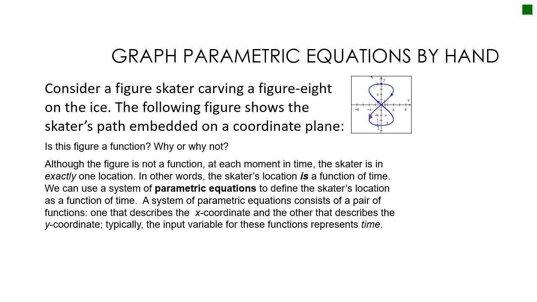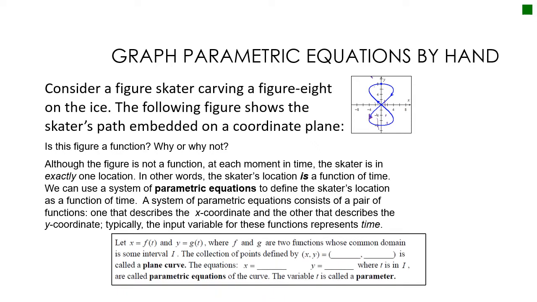A system of parametric equations consists of a pair of functions, one that describes the x-coordinate and the other that describes the y-coordinate. Typically the input value of these functions represents time. So if we let the x value be a function f and the y value be a function g, where f and g are two functions whose common domain is some interval I, then the collection of points (x, y) = (f(t), g(t)) is called a plane curve.